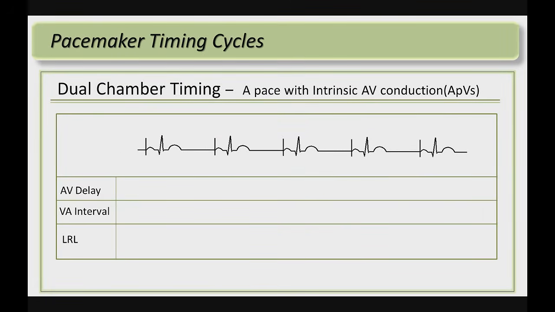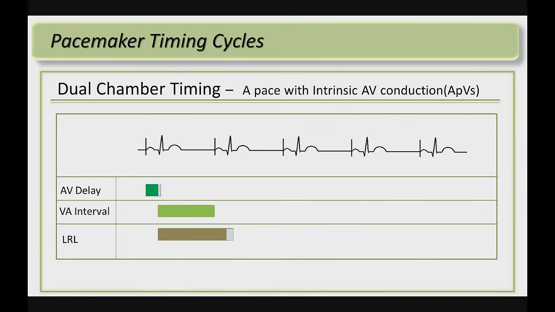Atrial pacing with intrinsic AV conduction, or A-pace V-sense. First, we see a paced atrial beat. With this pacing pulse, we start our AV delay, which is beat by an intrinsic ventricular event. The ventricular event is sensed, and therefore we start our VA interval and our lower rate limit.